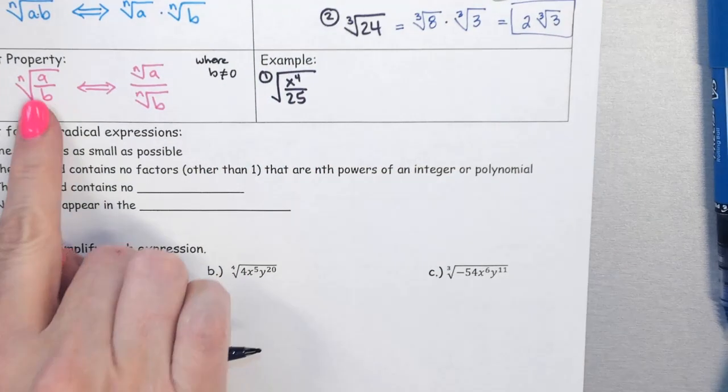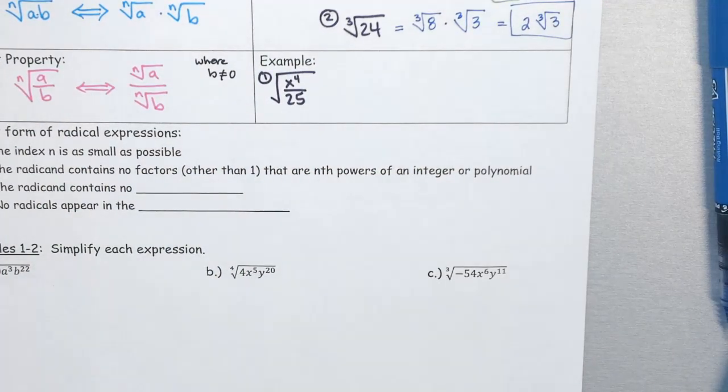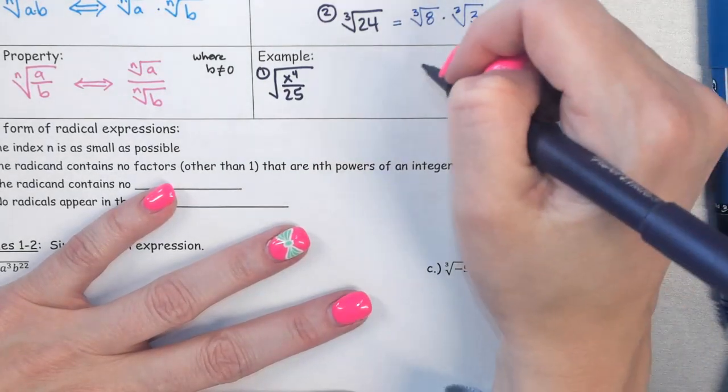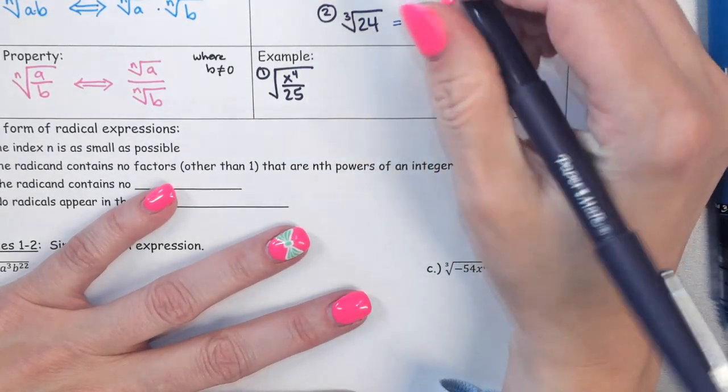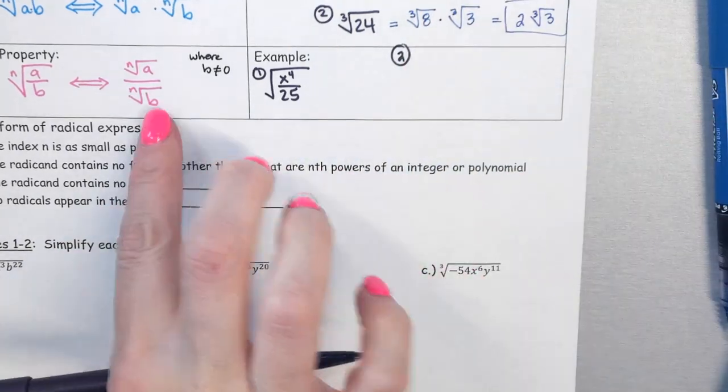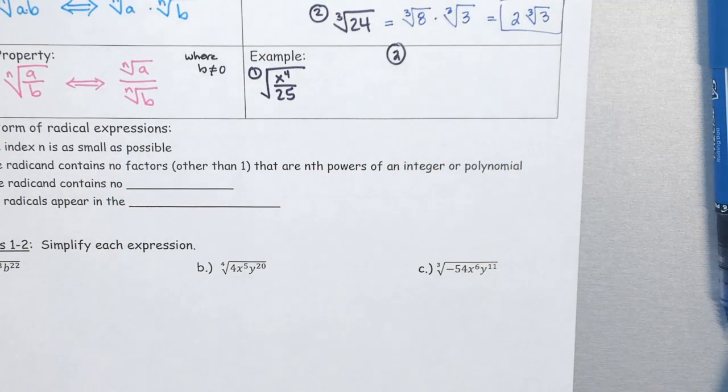Okay, I want you guys to use this quotient property. Just take a second to process. Okay, so I want you to start by using the quotient property. Okay, so the first thing we should do is we should split it up, and then I want you to think about how those are going to simplify. Okay?